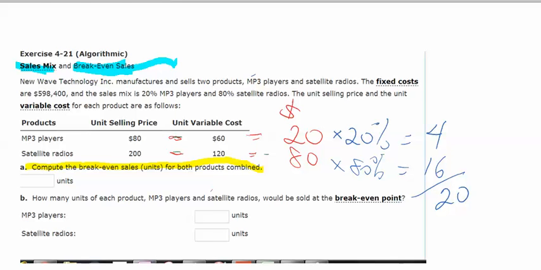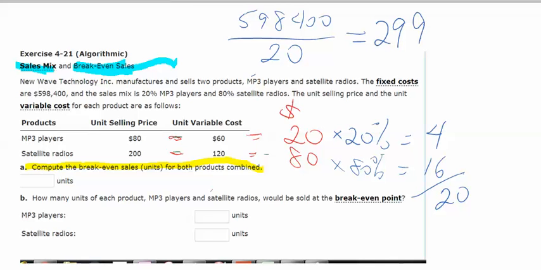We can now do the calculation of what the break-even point is, and that's going to be my fixed cost, which is $598,400. Divide that by the $20 contribution margin. When I make that division, I get 29,920 for a result.